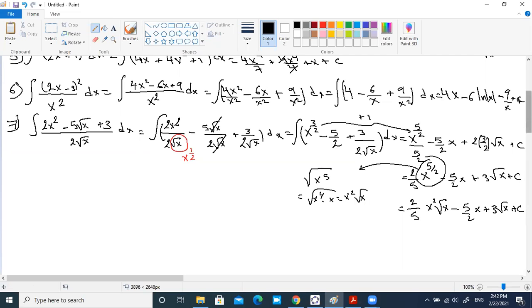Wait, professor, I want to ask something. What did you do with 2 times 3 over 2 radical x? Here, the integral of k over radical x, the rule, is equal to 2k radical x plus c. Okay.